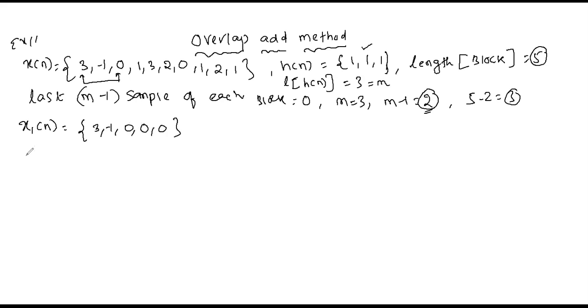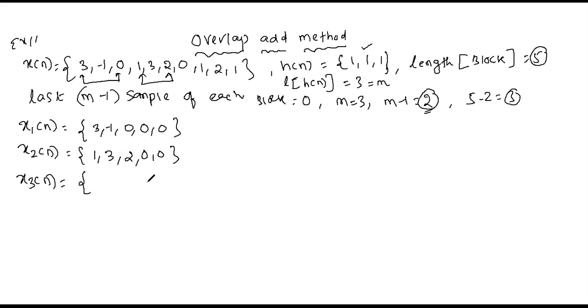Now how to write the second? Same process: second, x2 of n. For x2 of n, the last 2 samples equal 0, because the last M minus 1 samples of each block equal 0. It is fixed for the overlap add method. Again, 3 new samples you have to take from the input: 1, 3, 2. Now write x3 of n, same process.